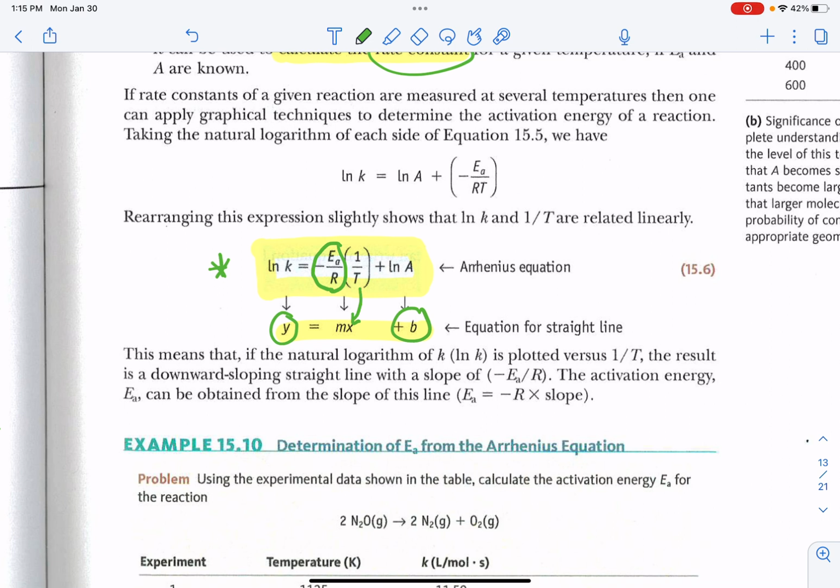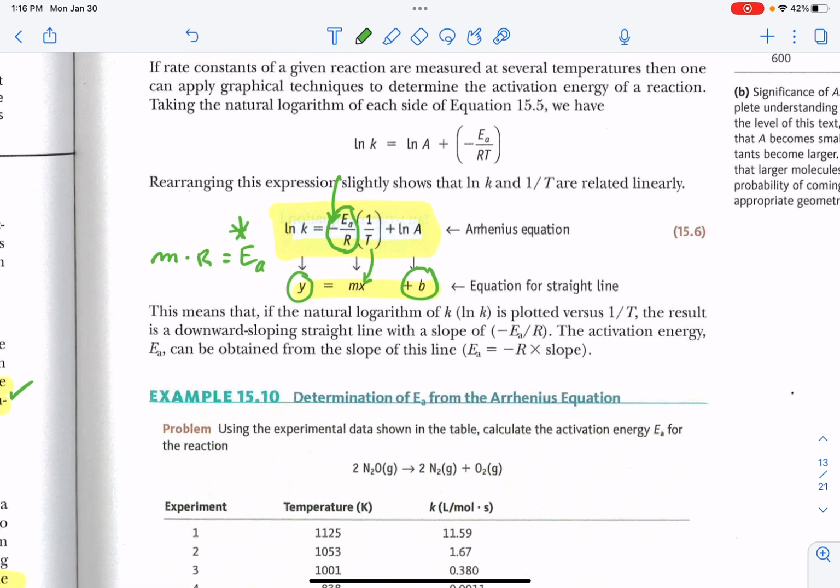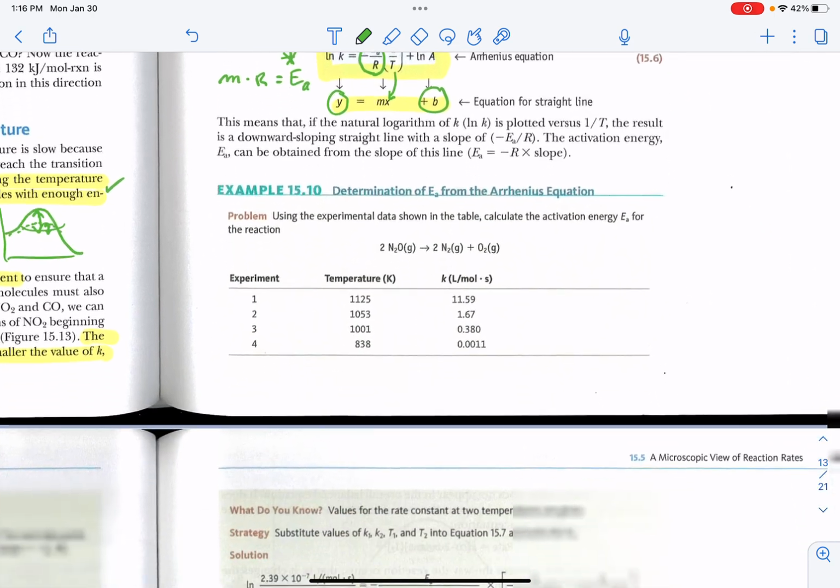And since R is a constant, all you have to do is take your slope and multiply it by R, and you have the activation energy. The negative sign, of course, tells us that we're going downhill, because the number of my reactants is diminishing as time goes on.